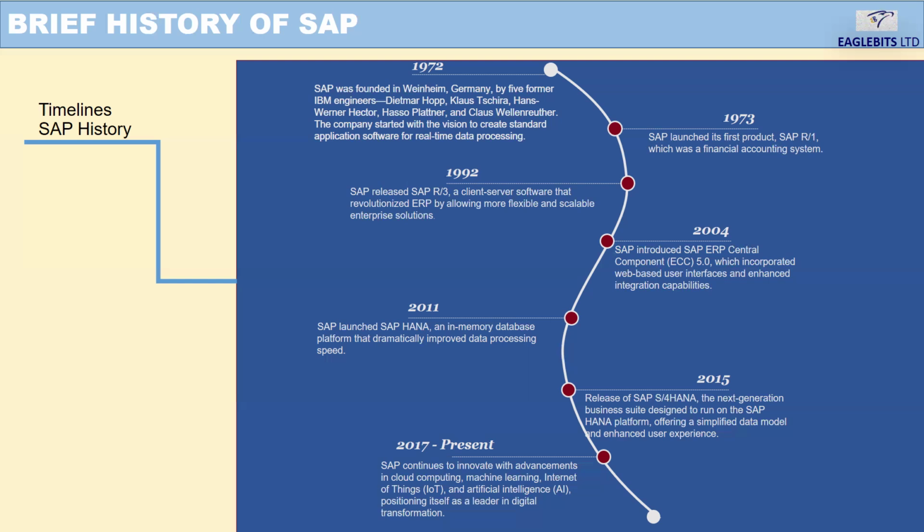In 2011, SAP launched its HANA database, which is an in-memory database platform that dramatically improved data processing speed. So their priority database is the HANA database now. The SAP ECC system sits on other databases such as the Oracle database. However, for SAP HANA, it is its priority database.